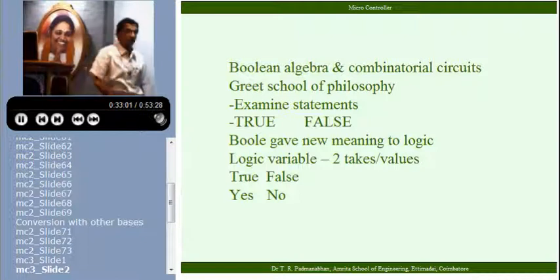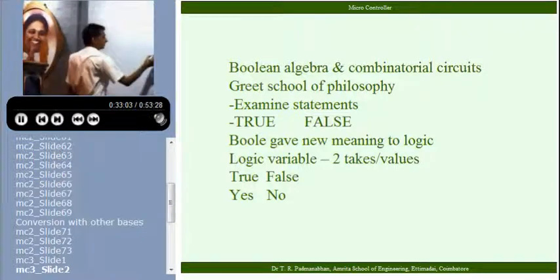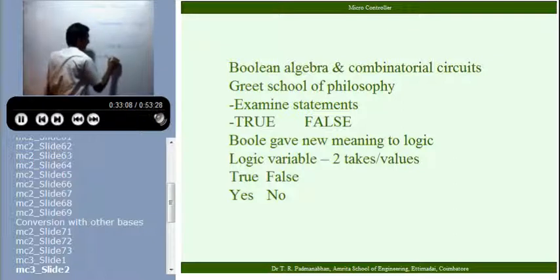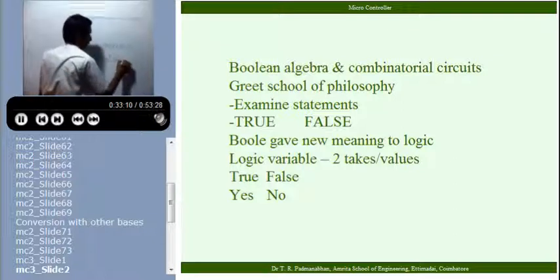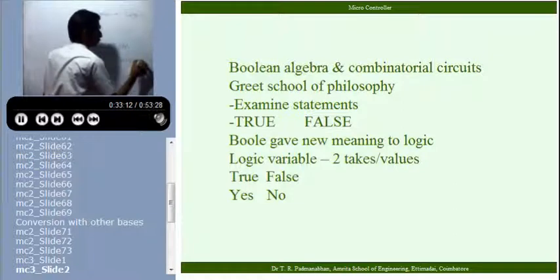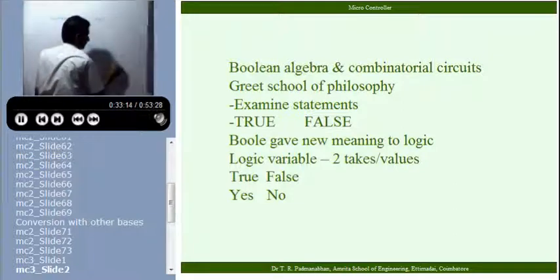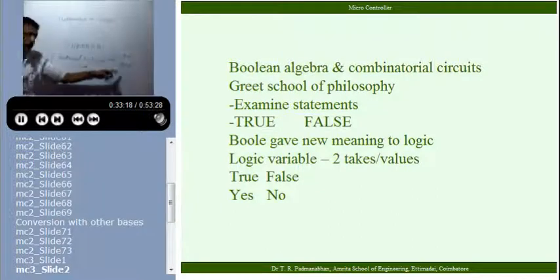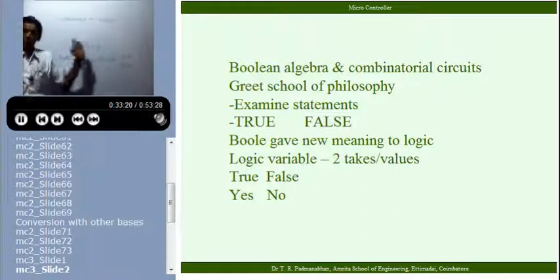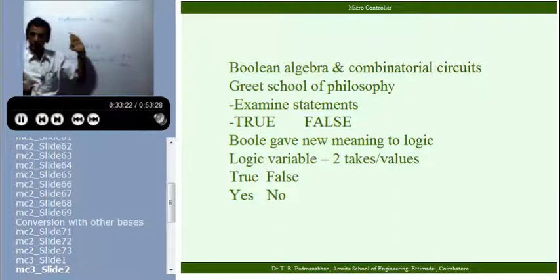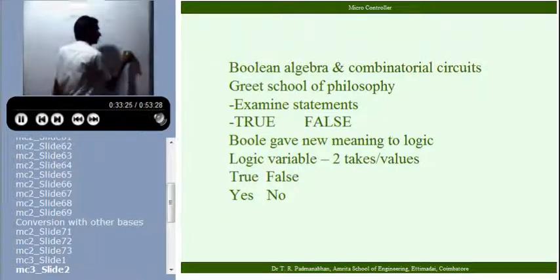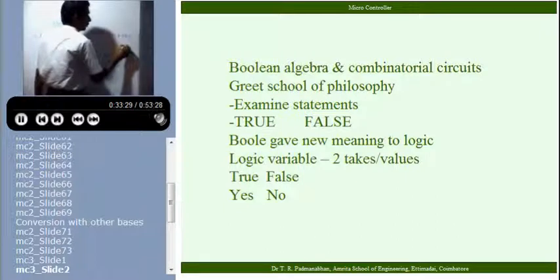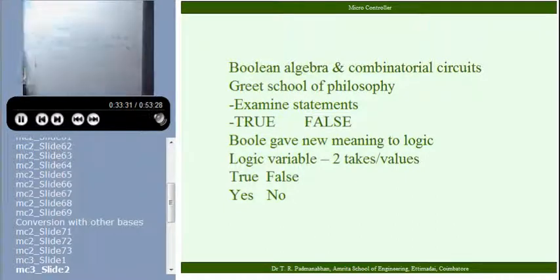Shannon said that electrical circuits, you're turning on and off. You're turning on an electrical circuit and turning it off. It is equivalent to a corresponding Boolean algebra statement where you say something is true, yes or no. This is what he said.